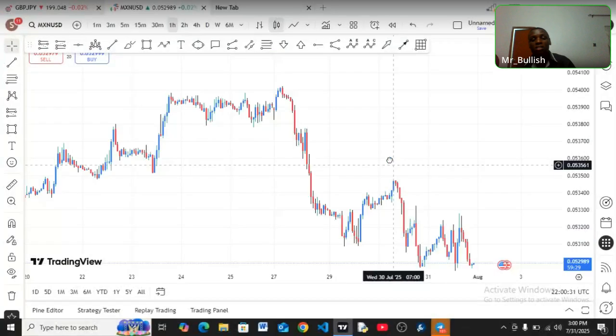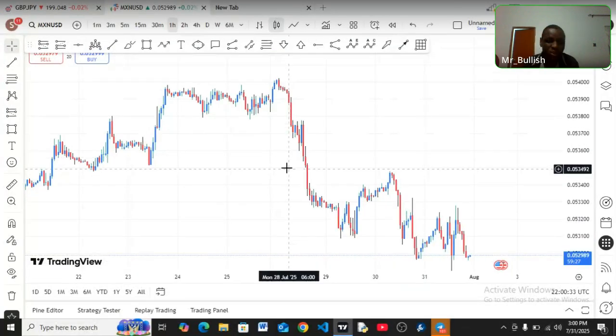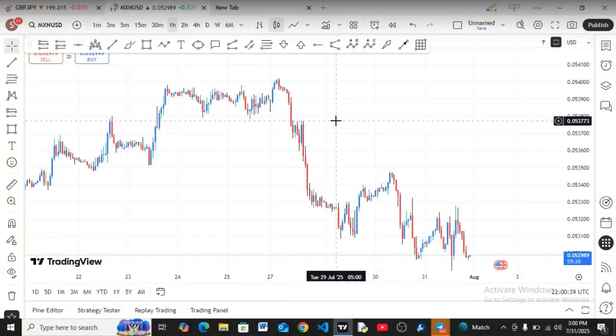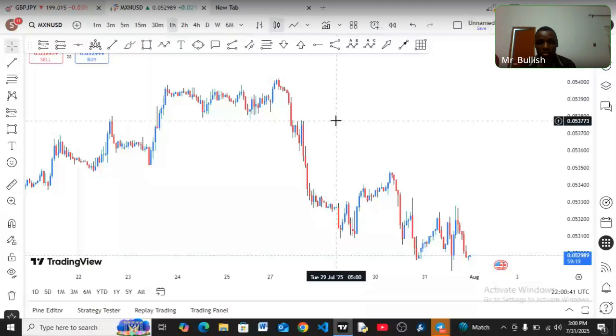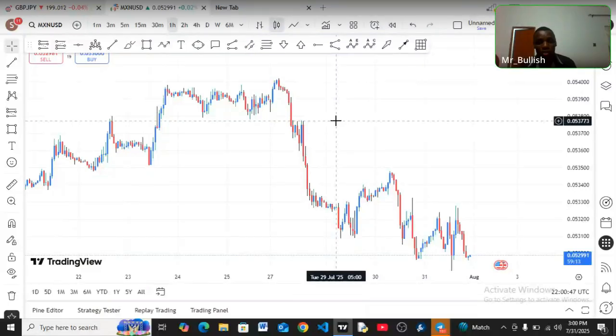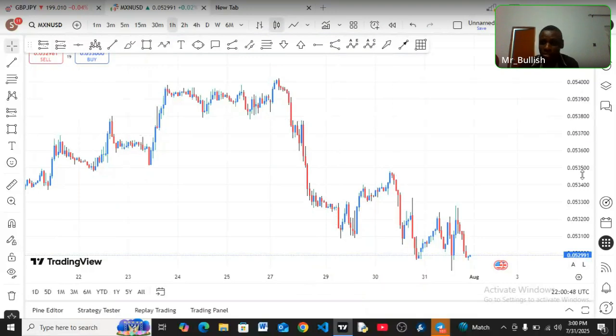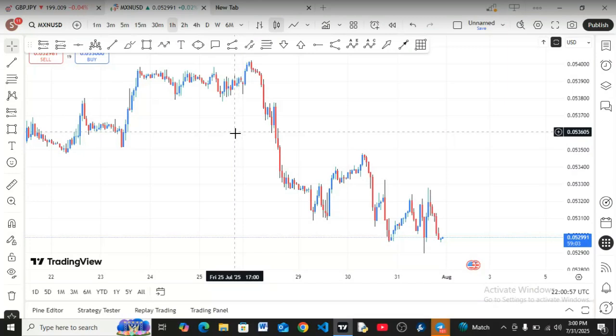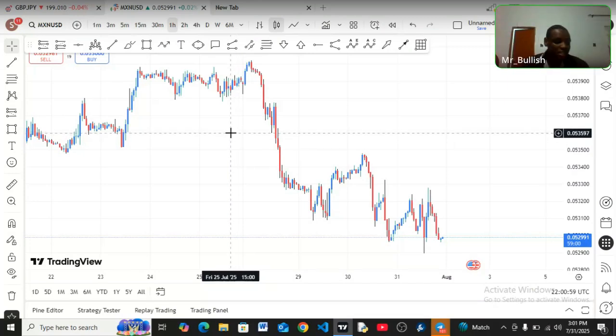That brings us to the next topic. What is spread? Spread is the distance between your bid and your ask price. Now, what is your bid price? Your bid price is actually the price at which the market is buying from you, while your ask price is the price at which you are buying from the market.